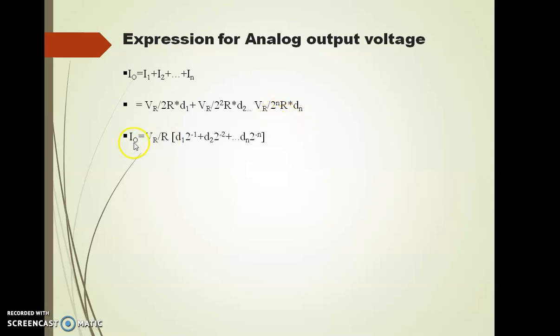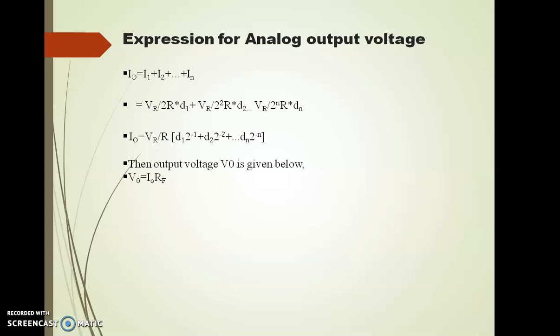Ultimately we get the output current equal to VR upon R, taking the common values out, times D1 2 raised to minus 1 plus D2 2 raised to minus 2 plus like this up to Dn 2 raised to minus n, where D1 to Dn are the binary digits. Then the output voltage Vout is given as follows.